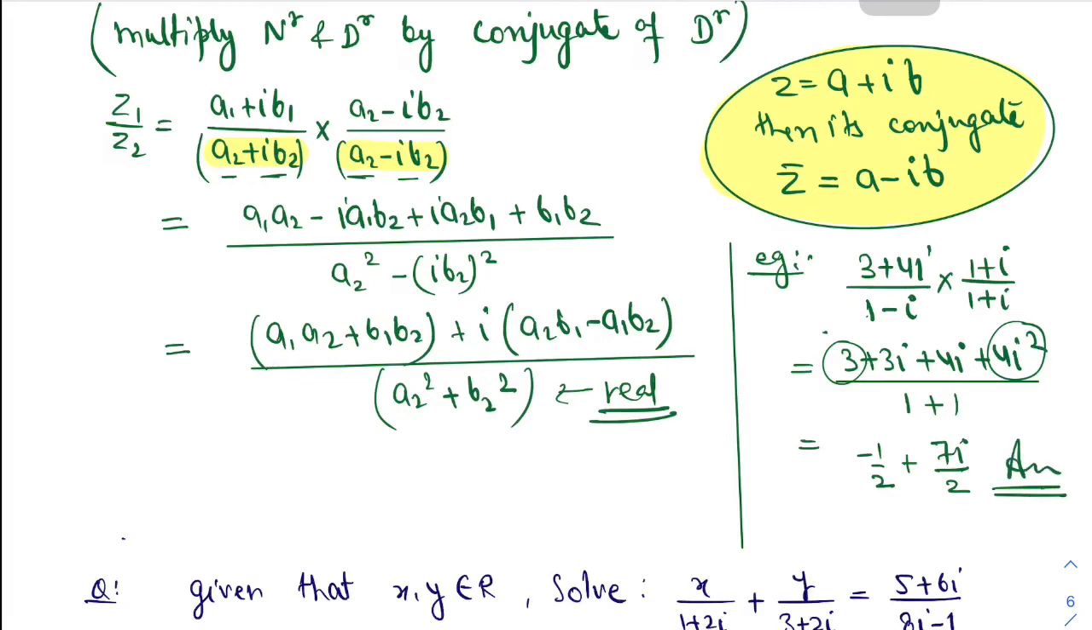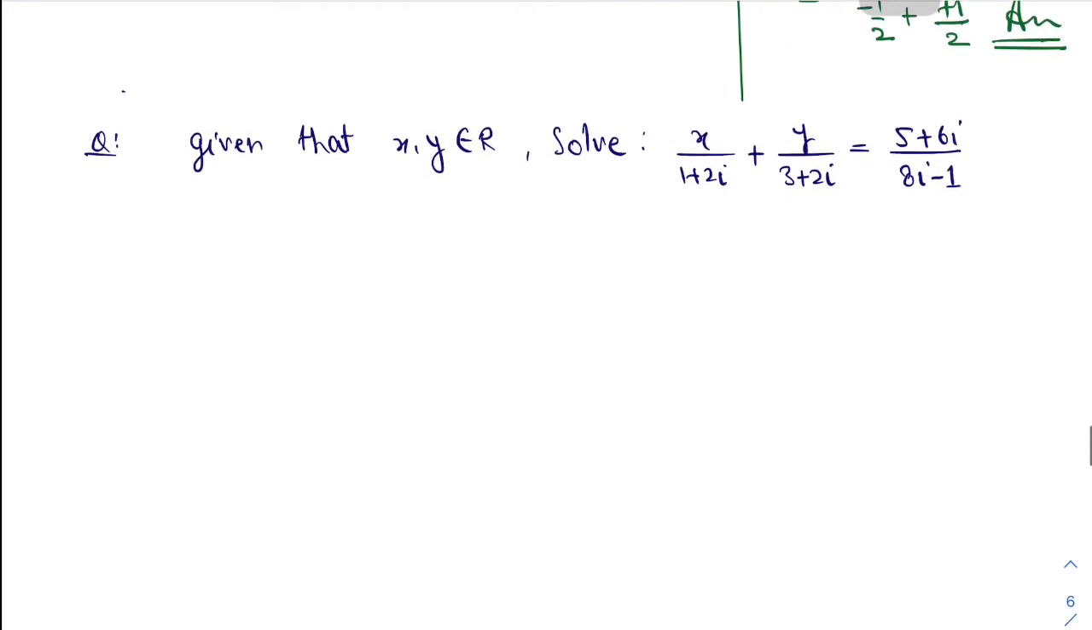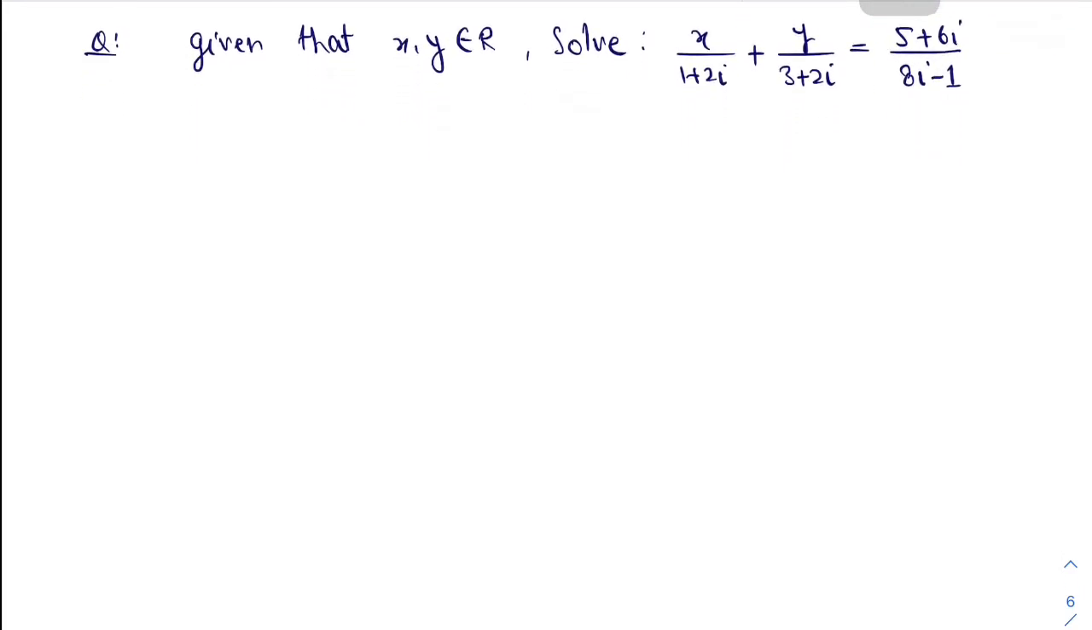It's very simple, no rocket science here. Okay, so let's do a problem in which we are going to apply addition, multiplication, division, everything. Given that x and y are real, we have to solve x upon 1 plus 2 iota plus y upon 3 plus 2 iota equal to 5 plus 6 iota upon 8 iota minus 1. In this question we are going to apply addition, equality, multiplication, division, everything.